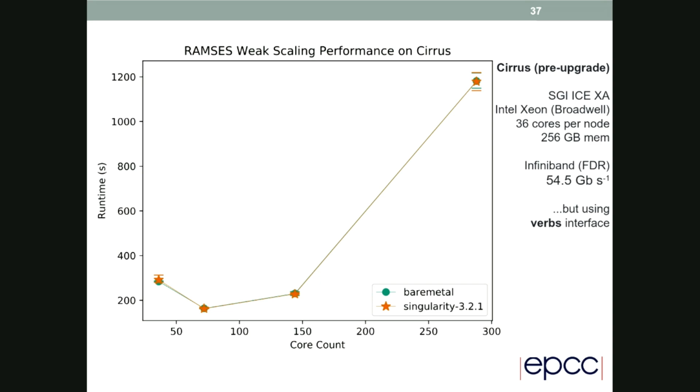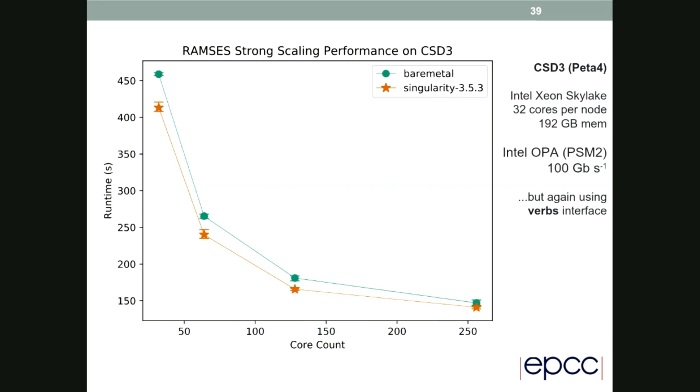bare metal and Singularity. What happened then was when Cirrus was upgraded, the Singularity that was installed was installed without the set UID option, which meant that sandboxes had to be set up on the fly, which made Singularity unusable. So I then had to switch to a different tier 2 resource. And that one was the CSD3 machine that's hosted at Cambridge. That's part of the Dirac suite of machines. And finally, on that machine, I found that Ramses scaled much better.